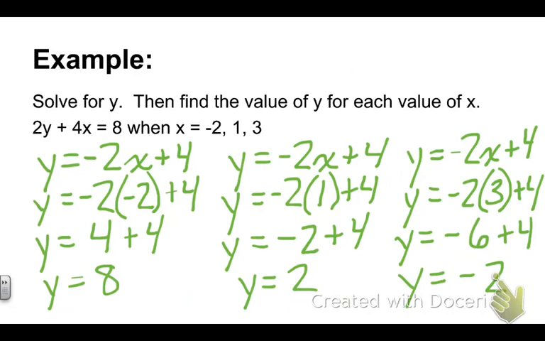All right. So this is how you would find the value. You've got to solve for the variable first, and then plug in the given values.